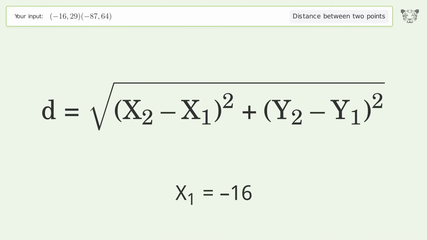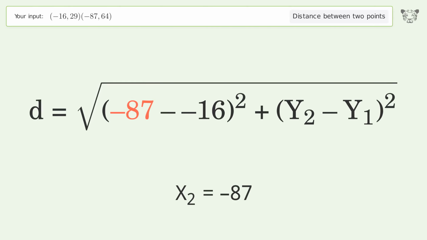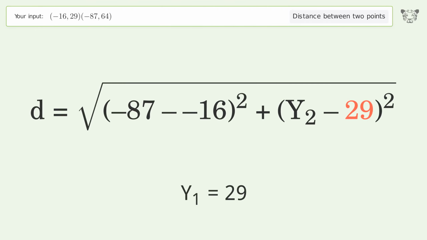x1 equals -16. x2 equals -87. y1 equals 29. y2 equals 64.